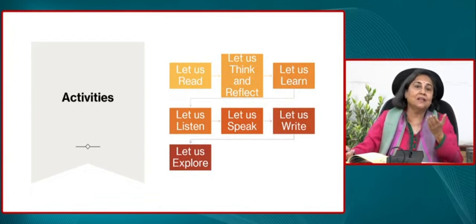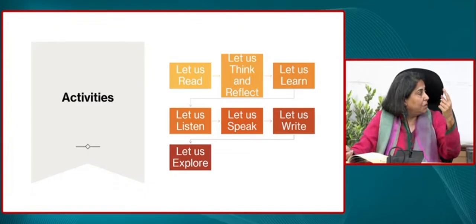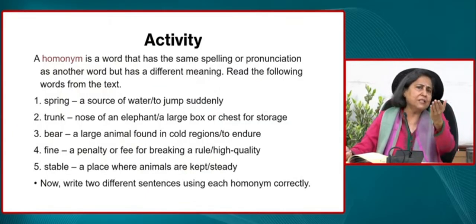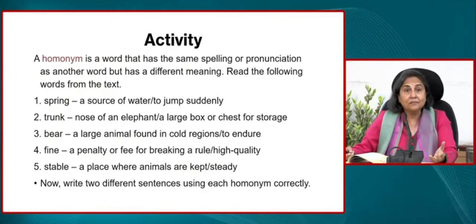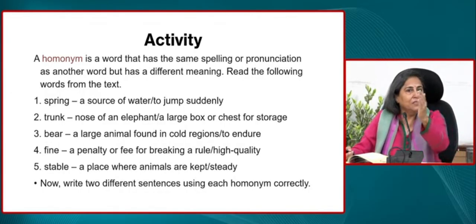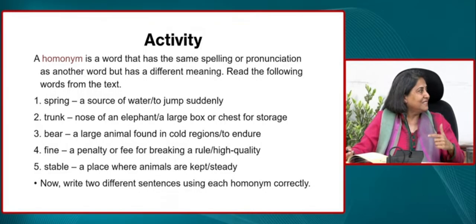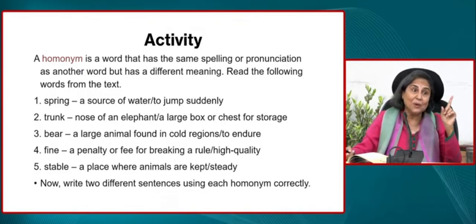So with this, there are activities once again, which I have already explained in the textbook. On the same pattern, we have designed the activities. And there is one activity as an example. A homonym is a word that has the same spelling or pronunciation as another word, but has a different meaning. Read the following words. And we have given the meaning. Now the child has to write sentences using these words in different contexts.